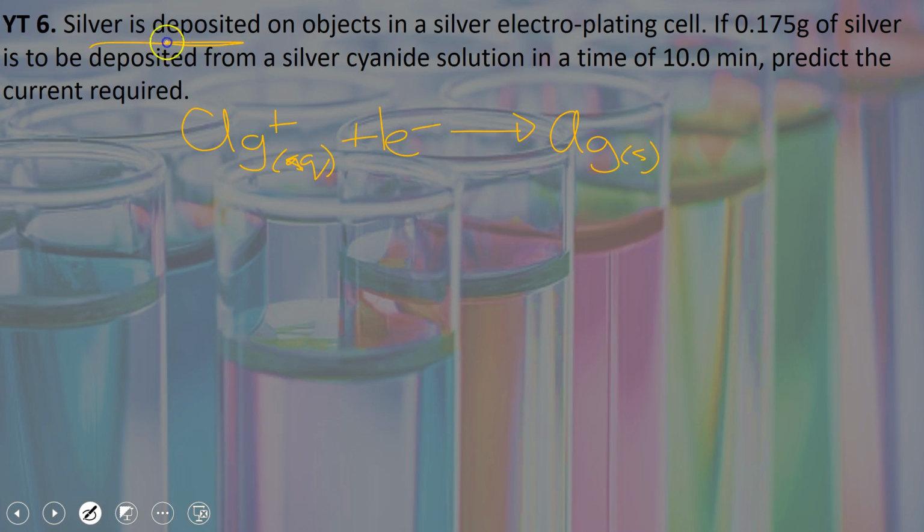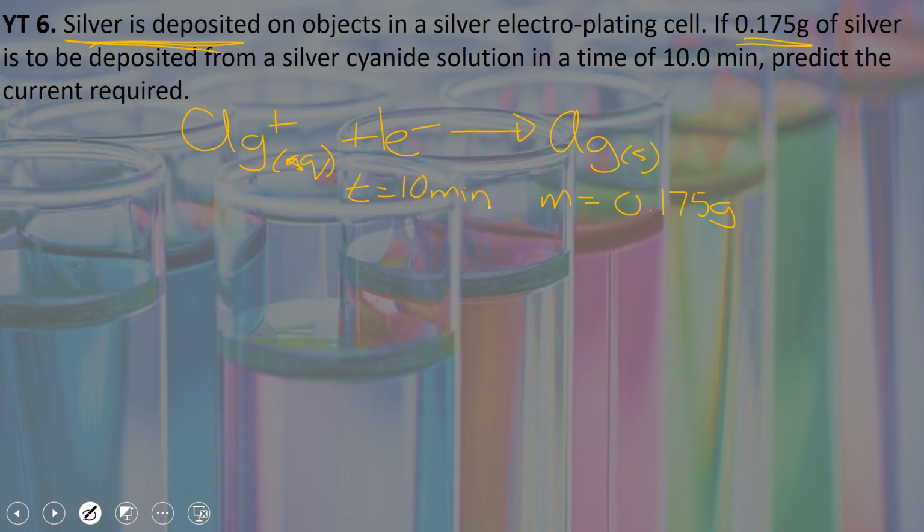Because I'm depositing silver. Anytime I'm depositing something, it's going to be solid. And when you electroplate something, like chrome, or if I electroplate something with silver, I'm essentially plating it in silver. Okay, and so they tell me that I'm going to deposit 0.175 grams of silver. So the mass here is 0.175 grams. It's going to be deposited from the silver cyanide solution. Really what I'm taking from that is I started off with aqueous silver. In a time of 10 minutes, so time is equal to 10 minutes.